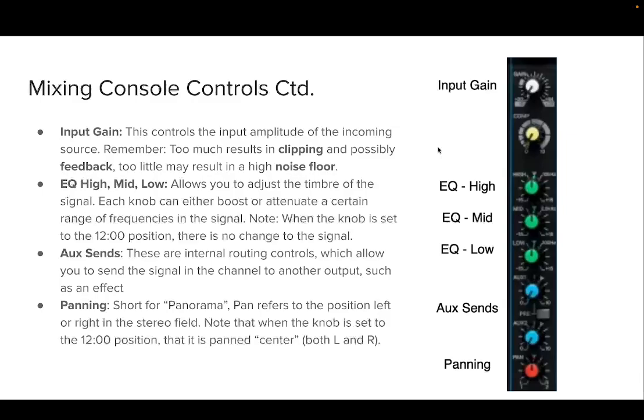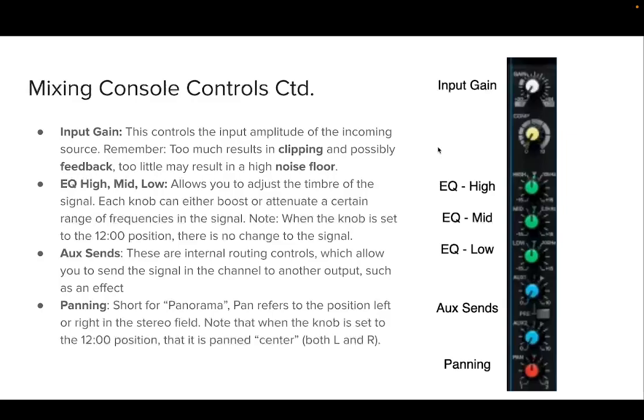The EQ is next. We have a knob for high, mid, and low EQ. This allows you to adjust the timbre of the signal. Each knob can either boost or attenuate a certain range of frequencies in the signal. Note that when the knob is set to the 12 o'clock position, there is no change to that signal. Most mixers have a feeling of a notch there when you turn the dial to 12 o'clock to have it zeroed out, or what we call reset to 0 for each knob at the top.